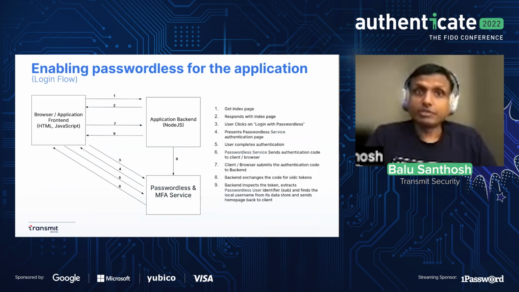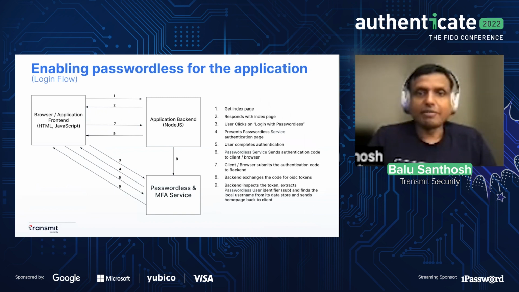The authentication flow is very similar. The user clicks on the login with passwordless option. The user is presented with the authentication screen. Once the user completes authentication, the service redirects the user back to the application with an authorization code. The application exchanges that code for an ID token, validates the ID token, and extracts the user identifier from it. The user identifier is used to find the local user profile, and the user is logged in.